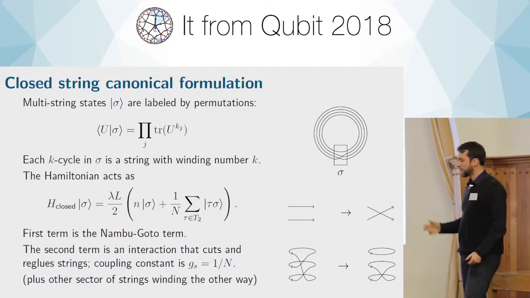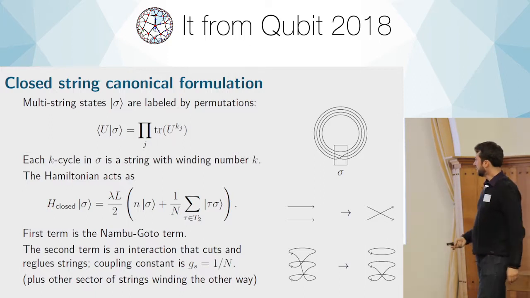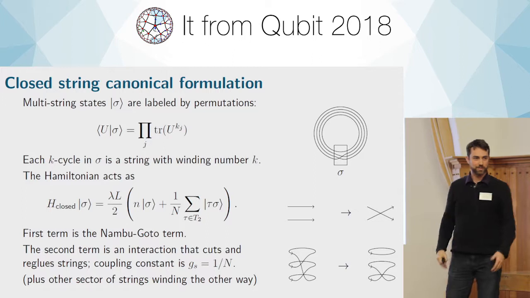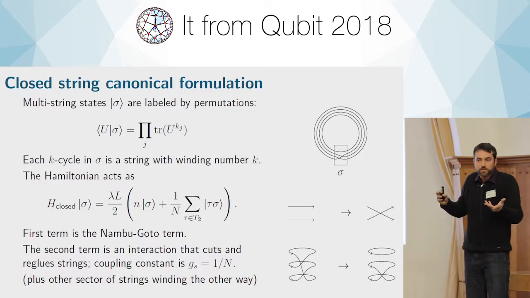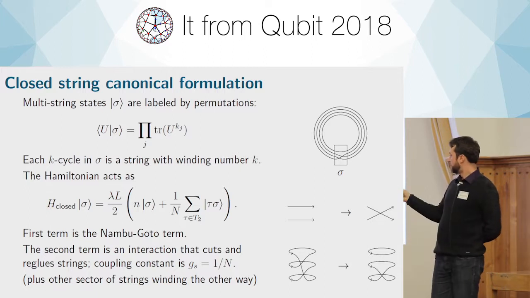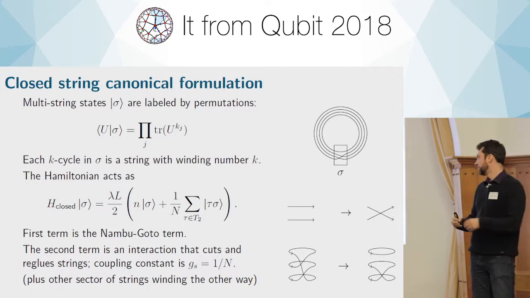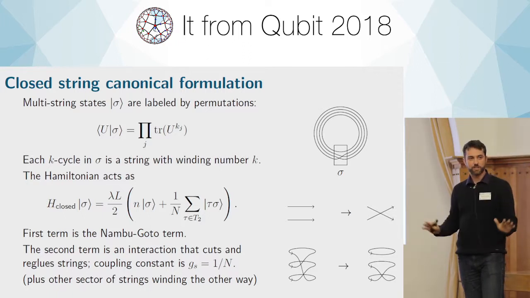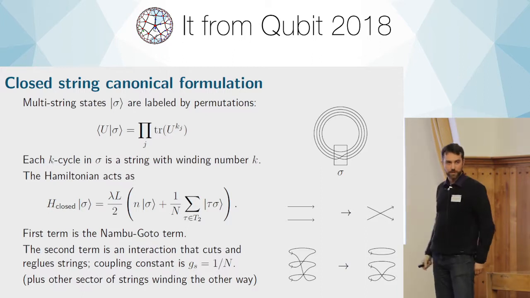And the second is an interaction, and what it does is it takes two strings at a point, cuts them apart, twists one, and glues them back together. And that's the second term. It has an interaction strength given by the coupling constant, 1 over N. And it changes the winding numbers of the strings by this cutting, like in this bottom right corner. There's another sector. The strings are oriented, so they can wind both ways, but the two orientations don't talk to each other. So it's just two copies of this theory on a cylinder.